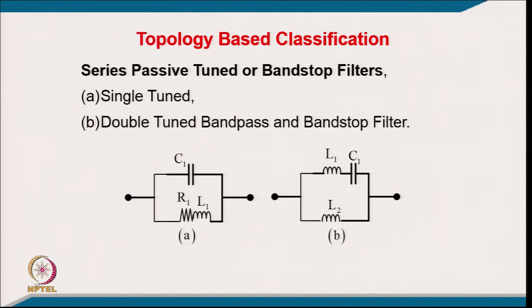So, it should offer very high impedance for the frequency for which it is tuned. This resistance is not a separate part of the inductor, and here also the quality factor of the inductor should be quite high. Here it is the double tune, where you are just adding one more component and you are able to tune for double the frequency. So, it is supposed to block 2 frequencies, not only one, maybe third and fifth in case of single phase, and if it is 3 phase you can tune for 5th and 7th.